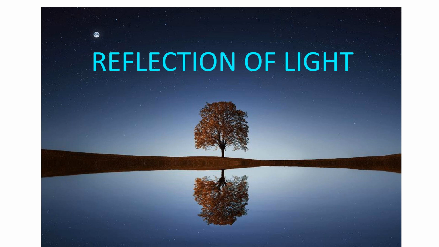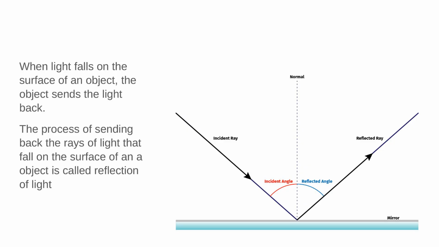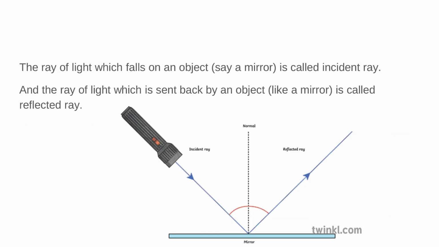Now let's start with a new topic, reflection. Have you seen when light falls on the surface of an object, the object sends the light back? The process of sending back the rays of light that fall on the surface of that object is known as reflection of light.